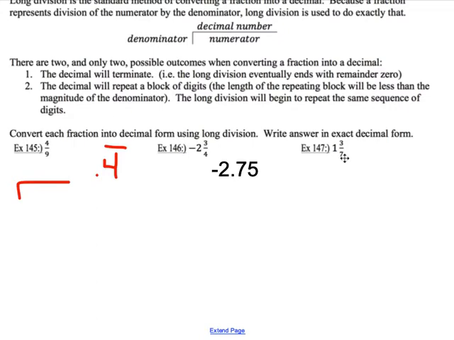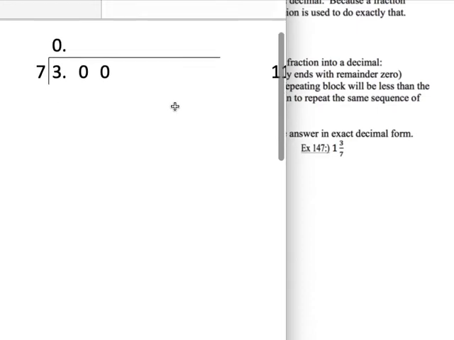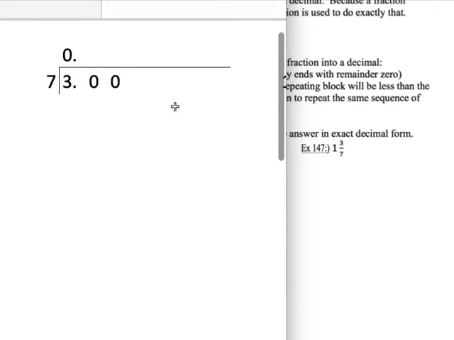Okay, 1 3/7. Let's do that one. We're going to ignore the 1 for now and come back and get it in the final answer. We're going to take 3 divided by 7. Okay, first 7 goes into 3 0 times. All right, that's pretty obvious. 7 goes into 30 4 times. 4 times 7 is 28.